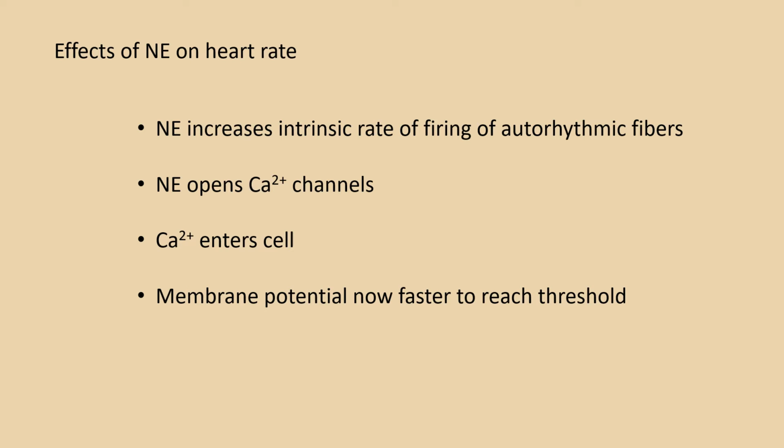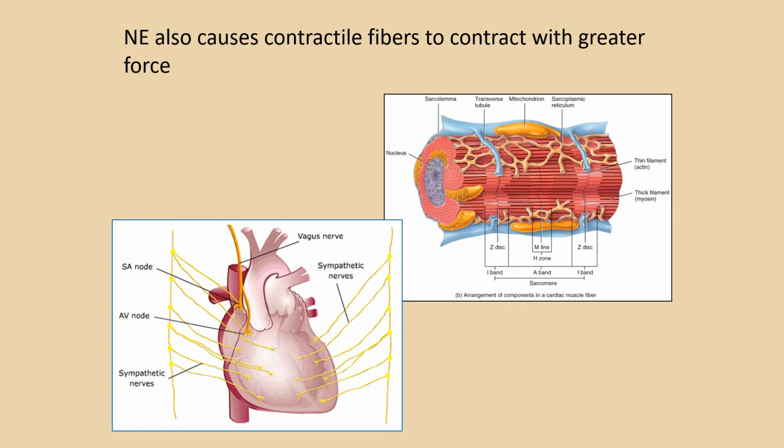So norepinephrine increases the intrinsic rate of firing of these autorhythmic fibers, and it does this by opening calcium channels, allowing calcium to move into the cell, and now that membrane potential reaches threshold more quickly. But there's a second effect of norepinephrine on the heart, and that affects mostly the contractile fibers, so those bigger, beefier cells that do most of the physical work of the heart. It causes these muscle cells to contract with greater force.